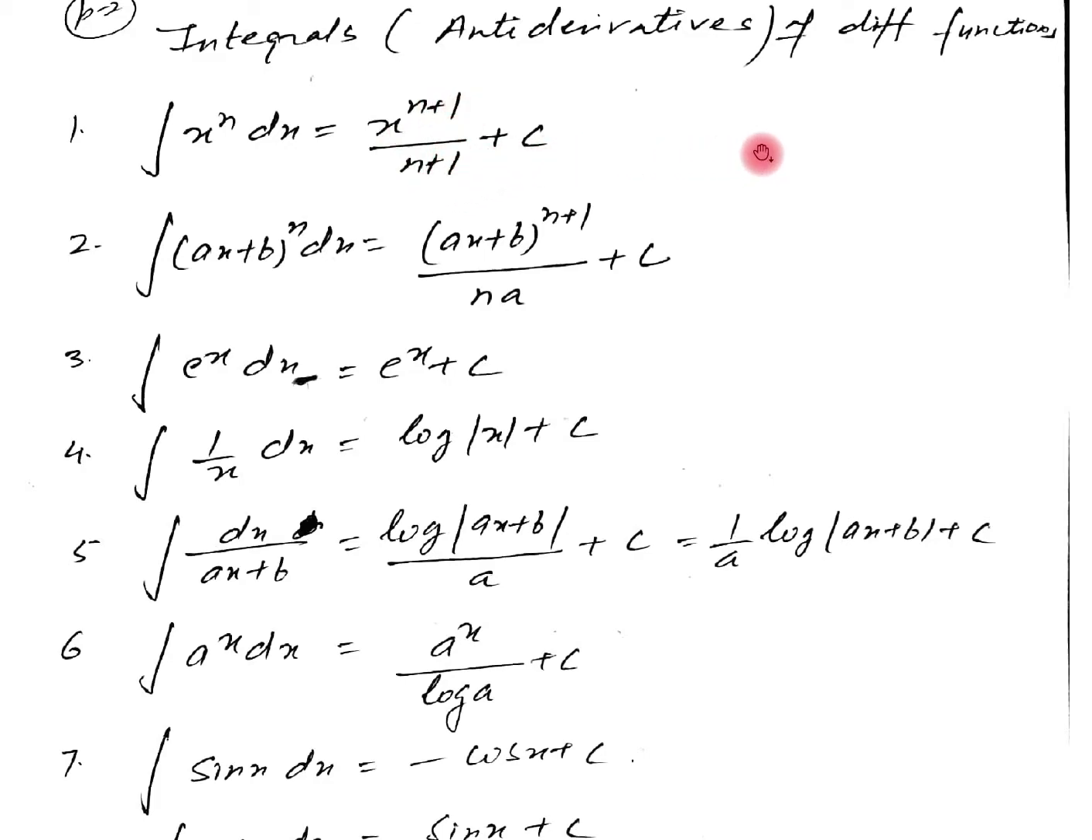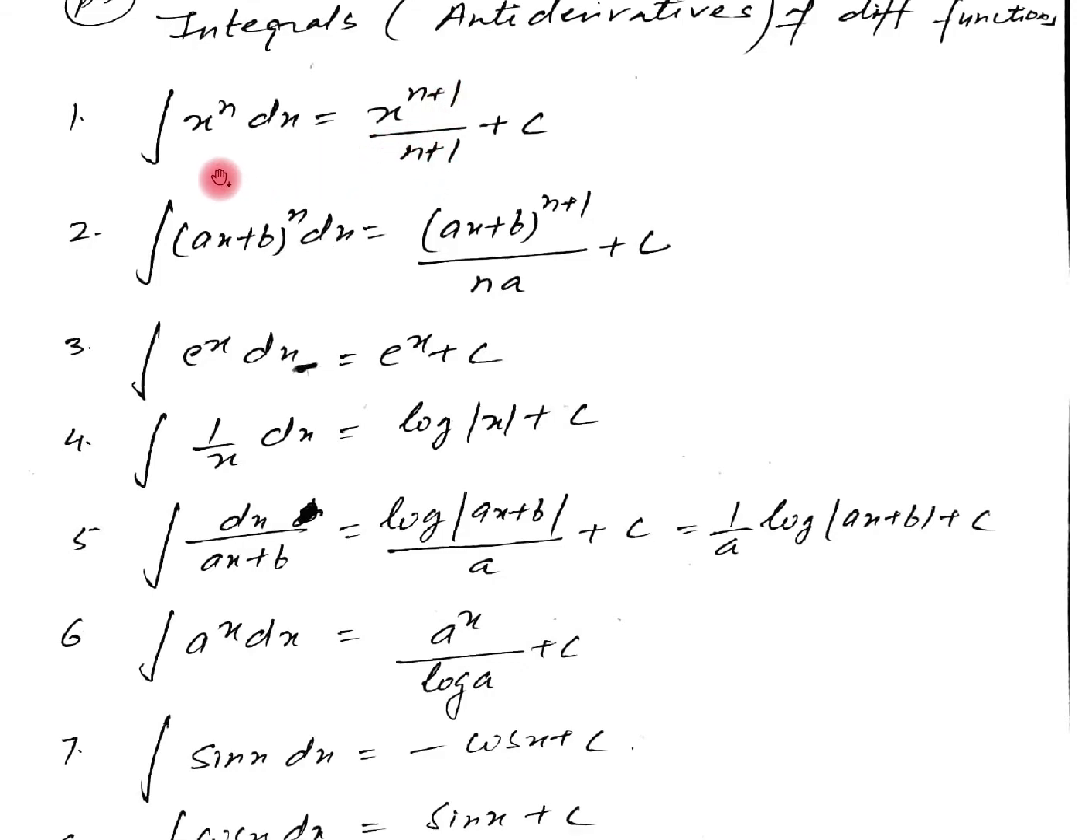In differentiation, we always subtract 1 from the power, but here we have to add. There we have to multiply by the power, but here we have to divide by the new power. Now learn it like this. Integral of x raised to power n dx equals what? X raised to power n plus 1 upon n plus 1 plus c.